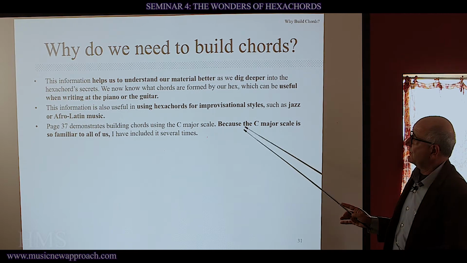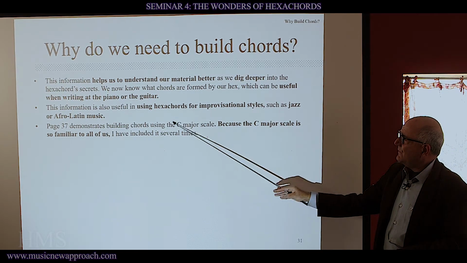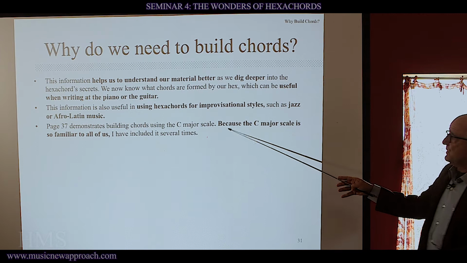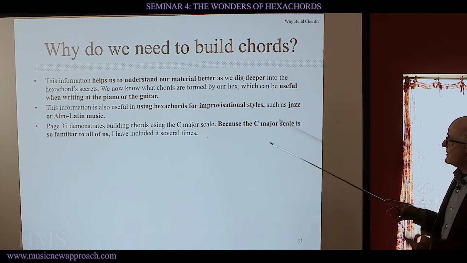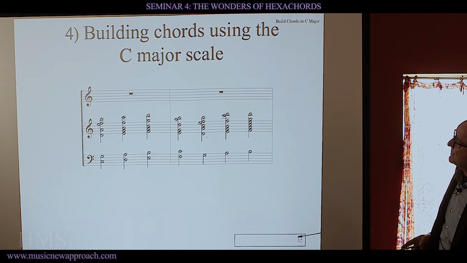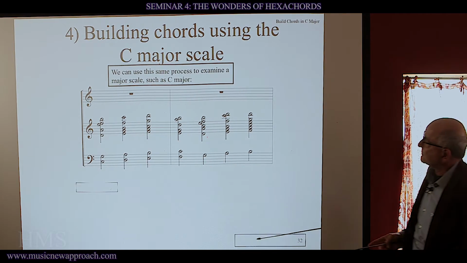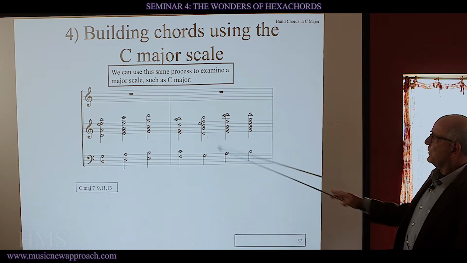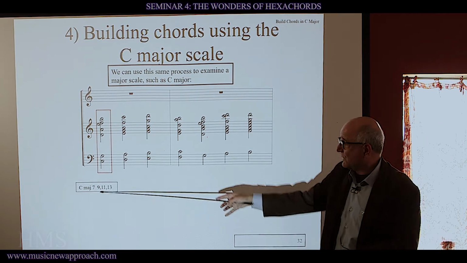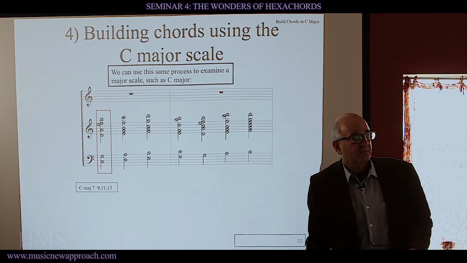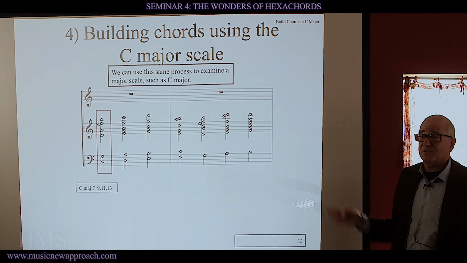Why do we do it? I just explained that. Now, let's take the same concept and do it with C major, because that's our basic tonality, right? And we can do the same thing. Here's building chords using the C major scale. Now, most of this, we understand what we're going to have here. Here's a C major 7th, a 9, an 11, and a 13. That's what's in the major. By the way, it's just any major scale, isn't it?